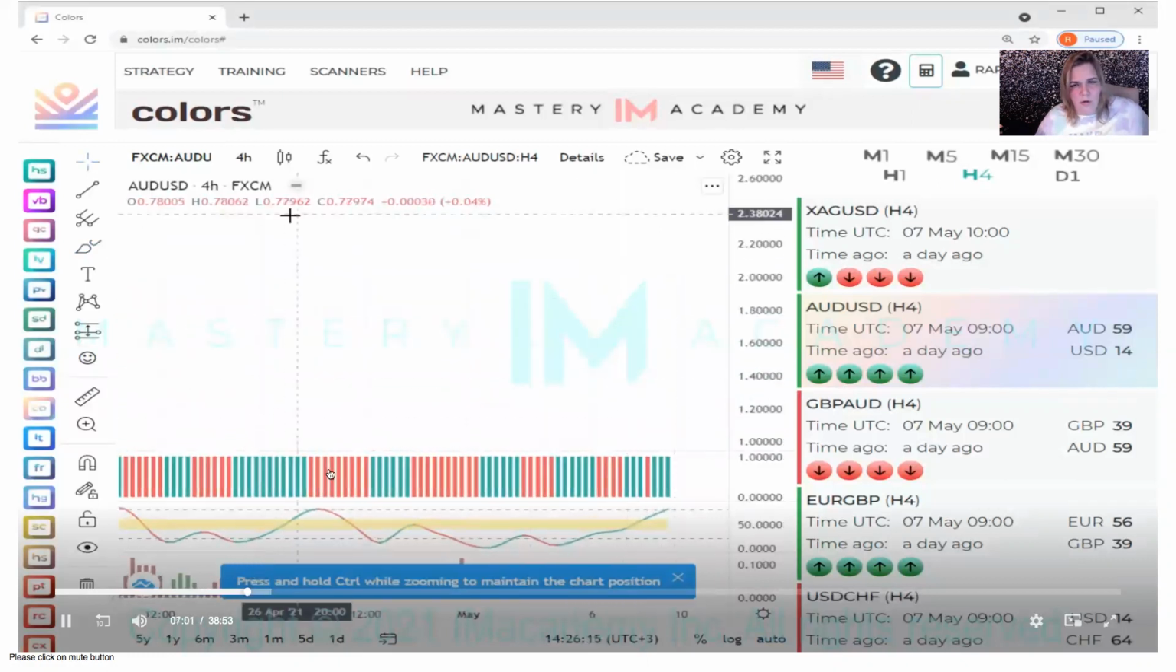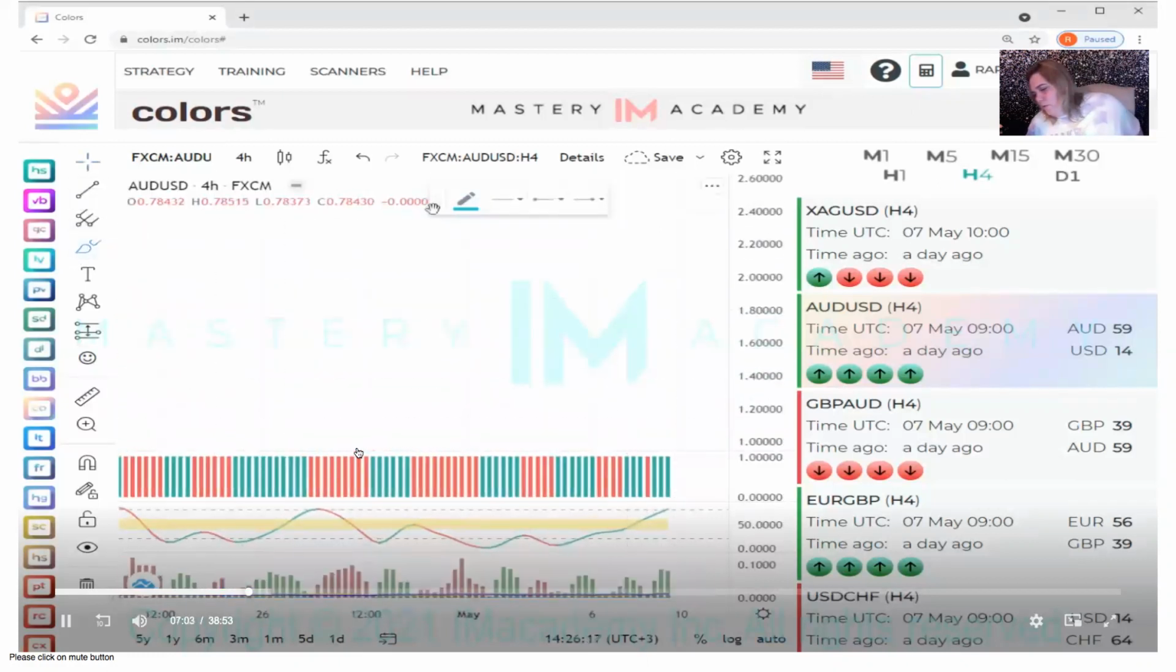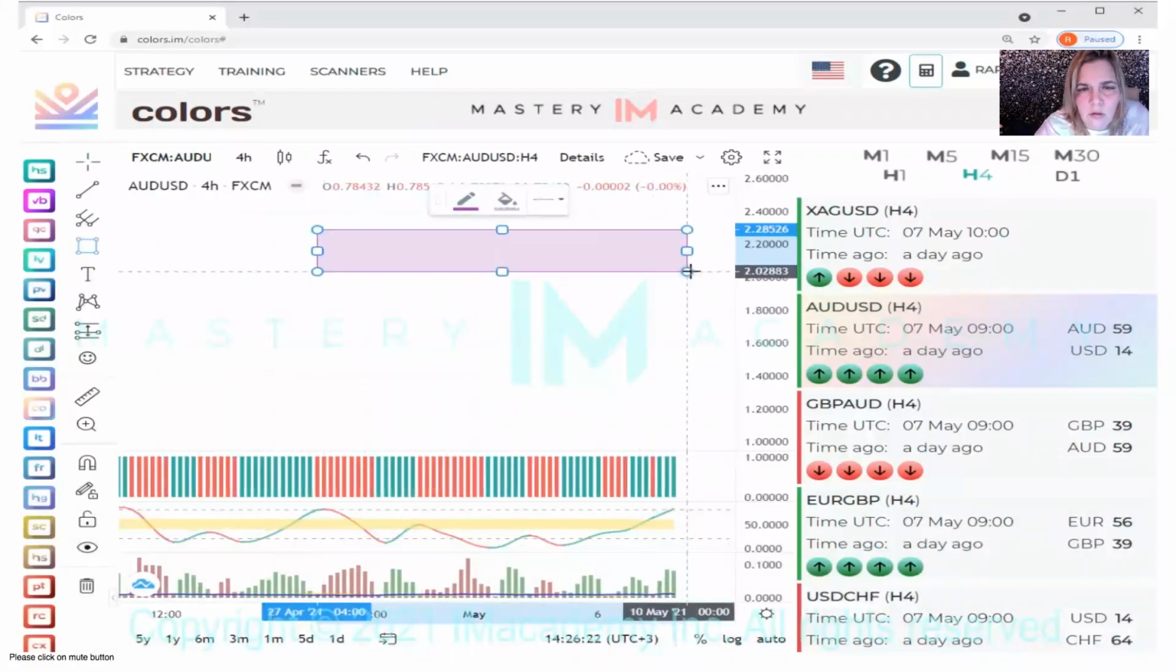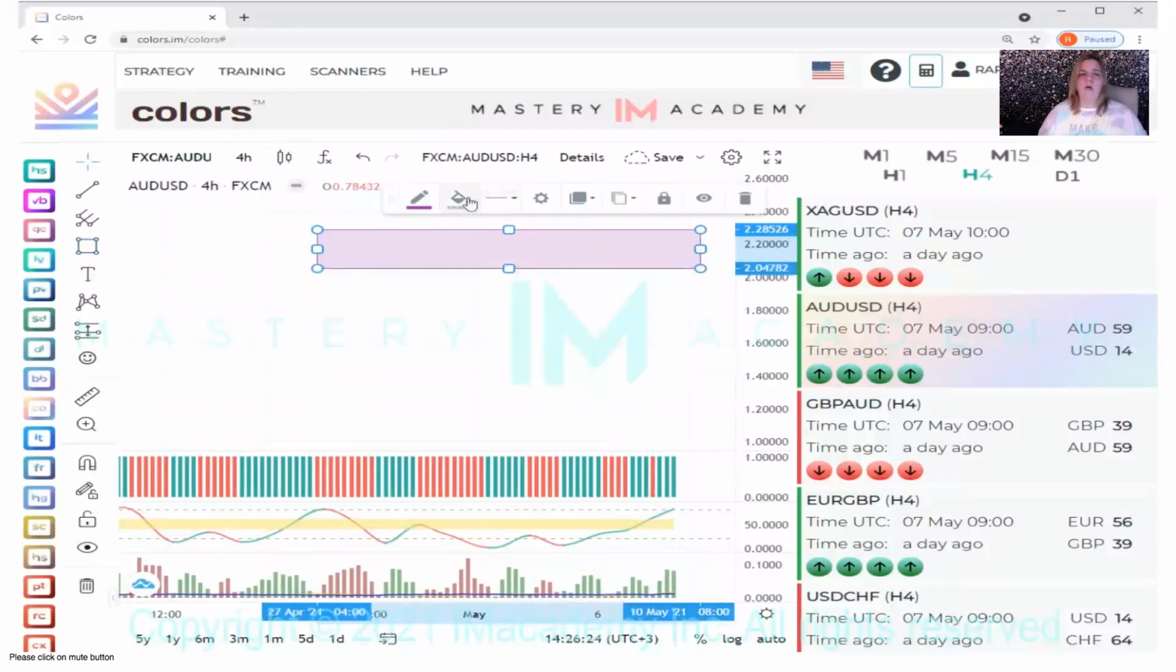These are the basics. What are the basics, guys? You start with a what? A box. There are going to be 2 boxes on here. There's going to be a supply box and a demand box. This box is going to be red.